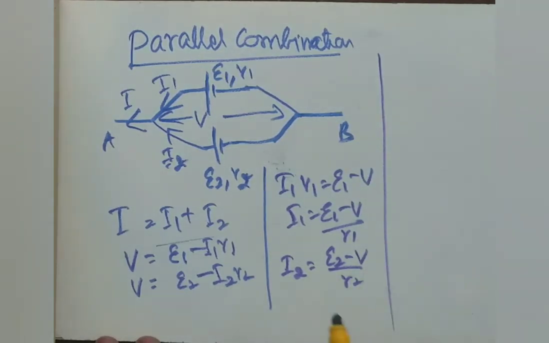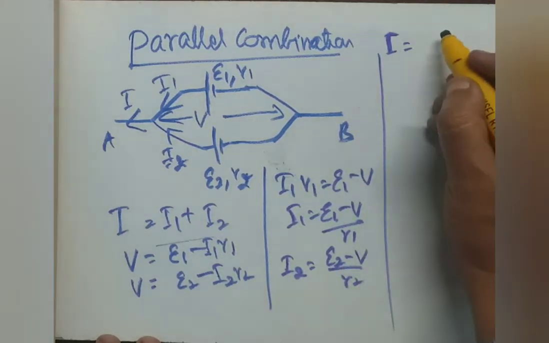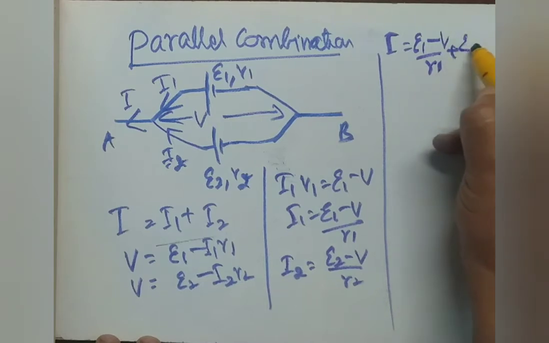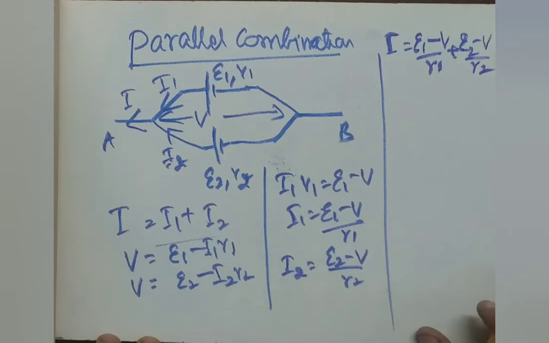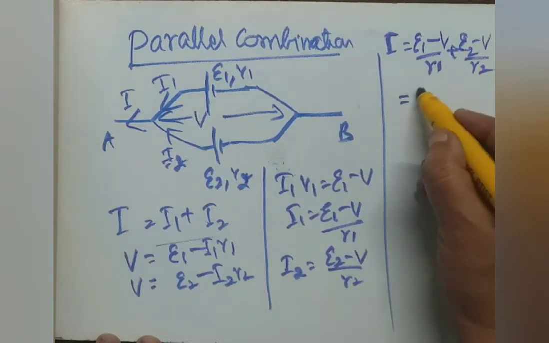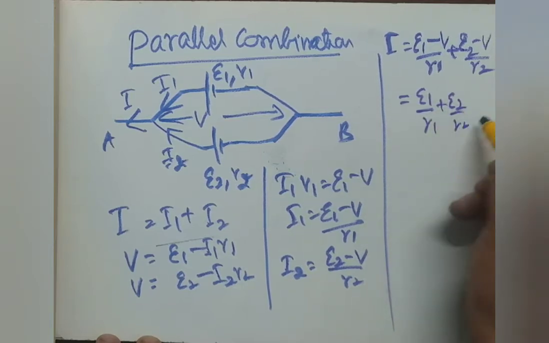Once we know I1 and I2, substituting for these, we get I equals E1 minus V by R1 plus E2 minus V by R2. Rearranging the terms, we can write E1 by R1 plus E2 by R2 minus V into 1 by R1.